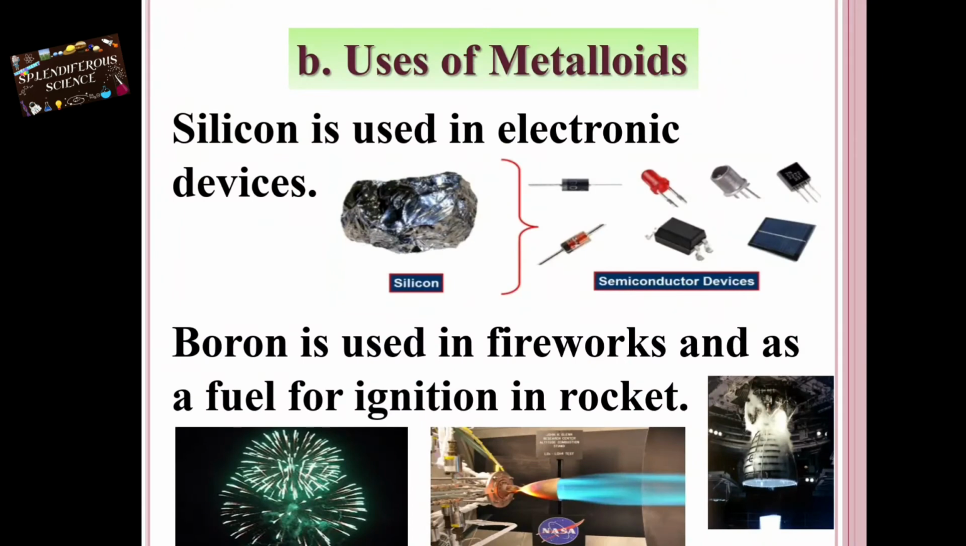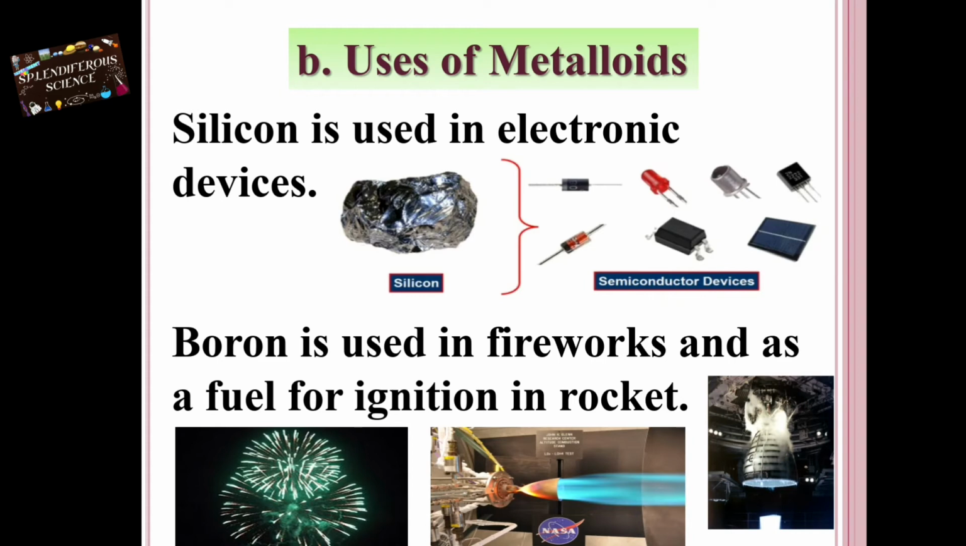Let us discuss the uses of metalloids. Silicon is used in electronic devices. Silicon finds application in computer chips as it is a semiconductor, and silicones can be used as a waterproof sealant on roofs and around water pipes.